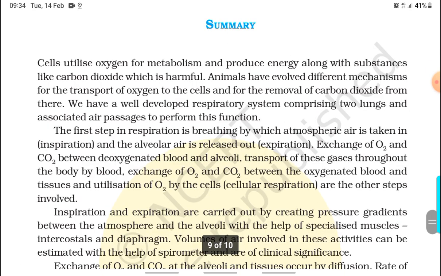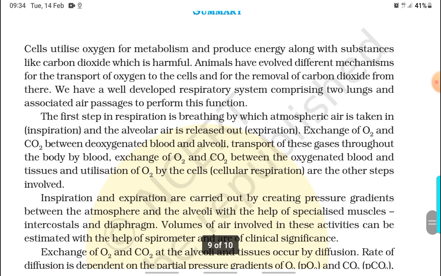So let us begin with the summary. Cells utilize oxygen for metabolism and produce energy along with substances like carbon dioxide, which is harmful. Animals have evolved different mechanisms for the transport of oxygen to the cells and for the removal of carbon dioxide from there. We have a well-developed respiratory system comprising two lungs and associated air passages to perform this function.